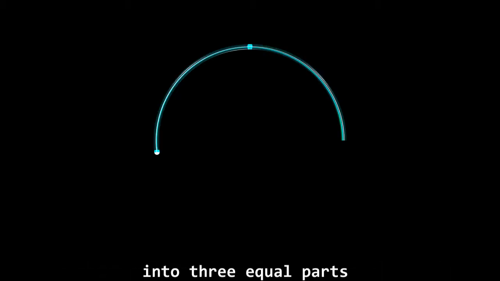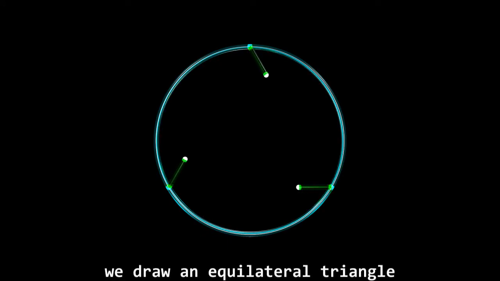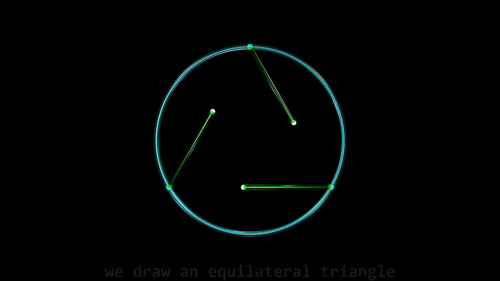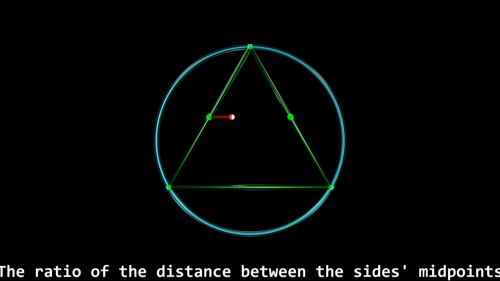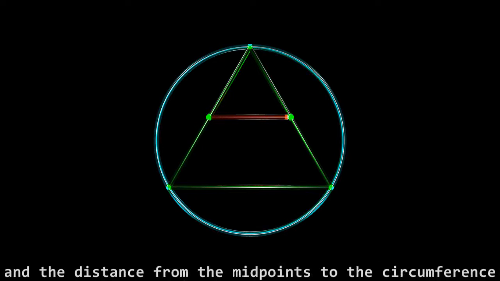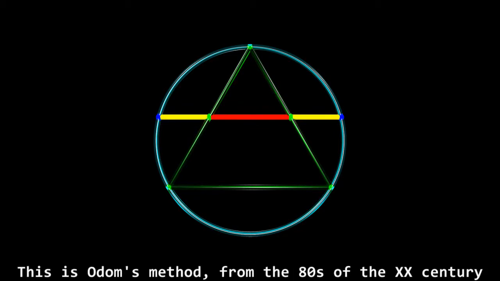We start with a circumference and divide it into three equal parts and connect the dots. We draw an equilateral triangle. The ratio of the distance between the sides' midpoints and the distance from the midpoints to the circumference is the golden ratio. This is Adam's method from the 80s of the 20th century.